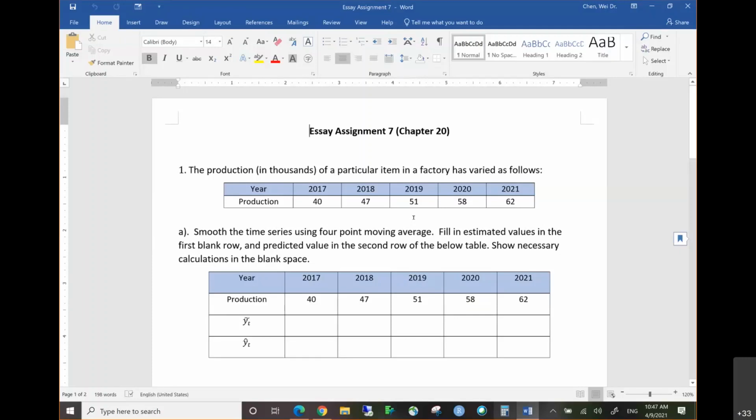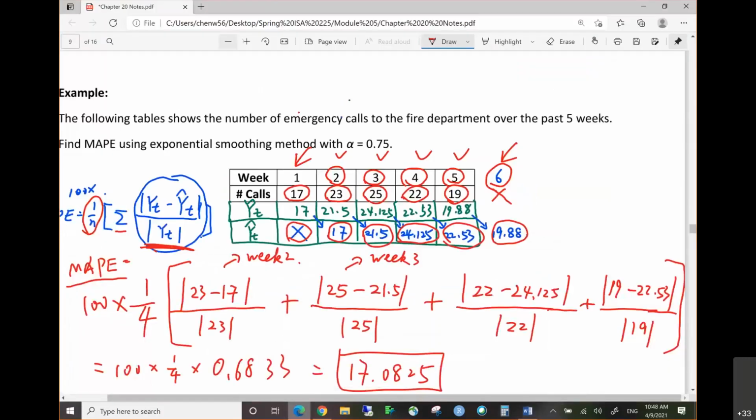Now is your time to complete the essay assignment 7. If you have any questions during the calculation, just let me know. Here I will still share my screen.